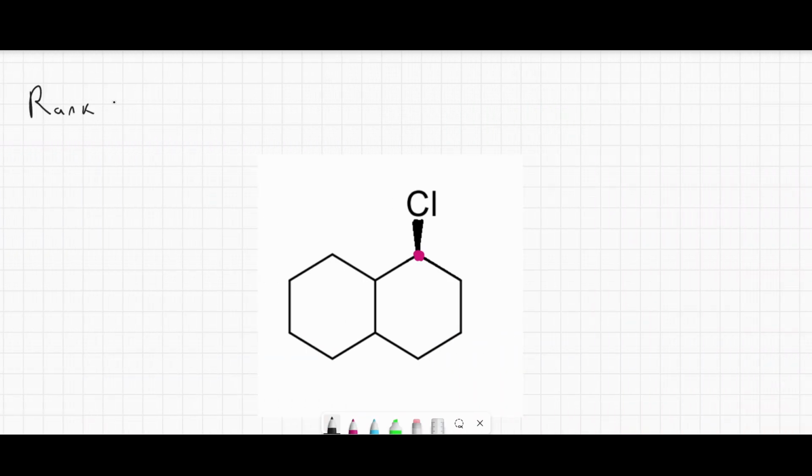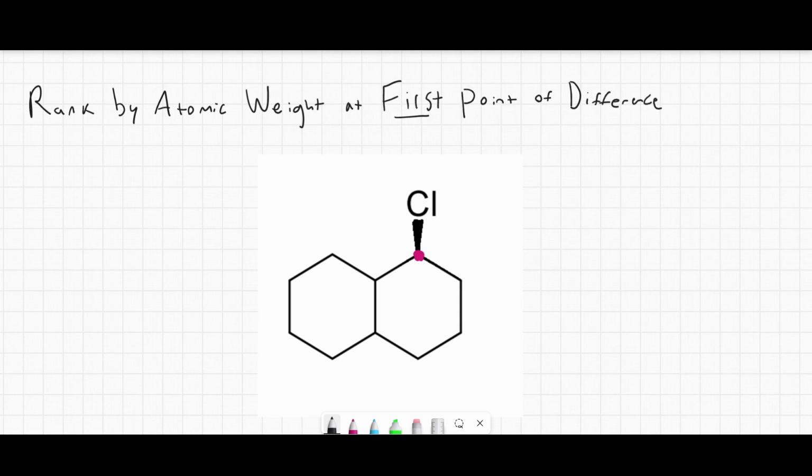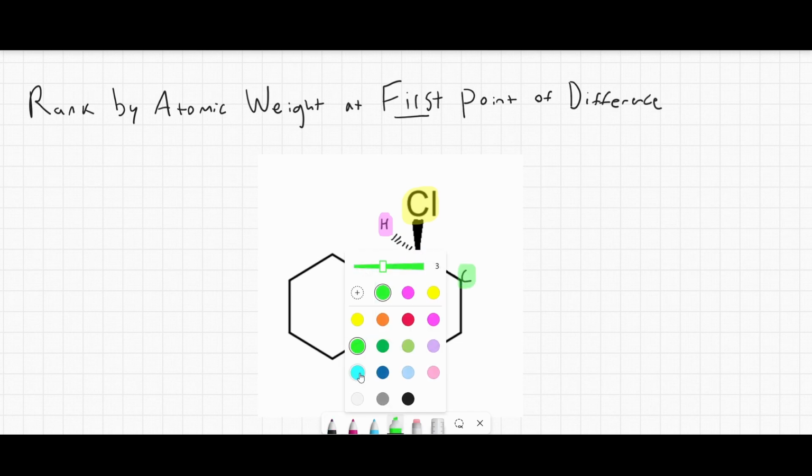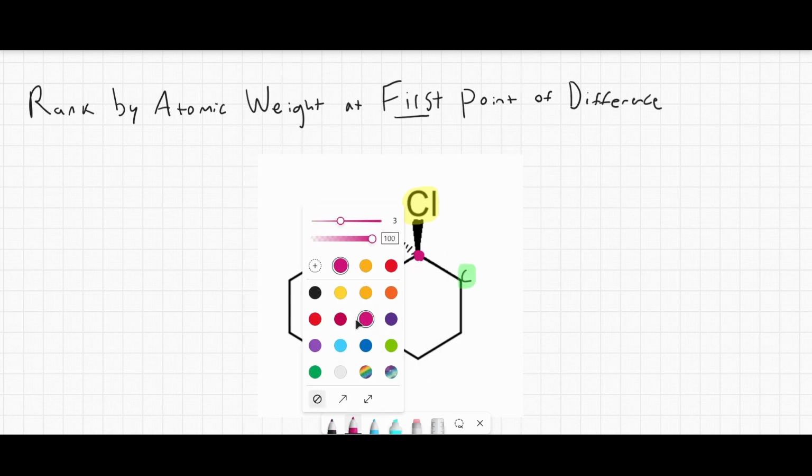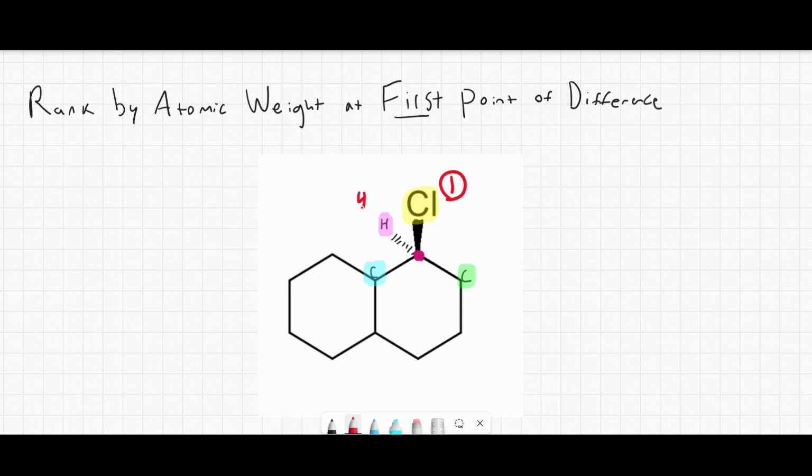So to find the spin, the first thing you do is rank the 4 groups on that chiral center. You do this by finding the heaviest atomic weight at the first point of difference, or first point of contact. So look, we are comparing the first atoms connected: chlorine, hydrogen, carbon, and carbon. Referencing a periodic table, chlorine is heaviest and hydrogen is lightest. But what is heavier, carbon or carbon? Well, neither, right? So you need a tiebreaker. This is where you move to the next carbon connected.